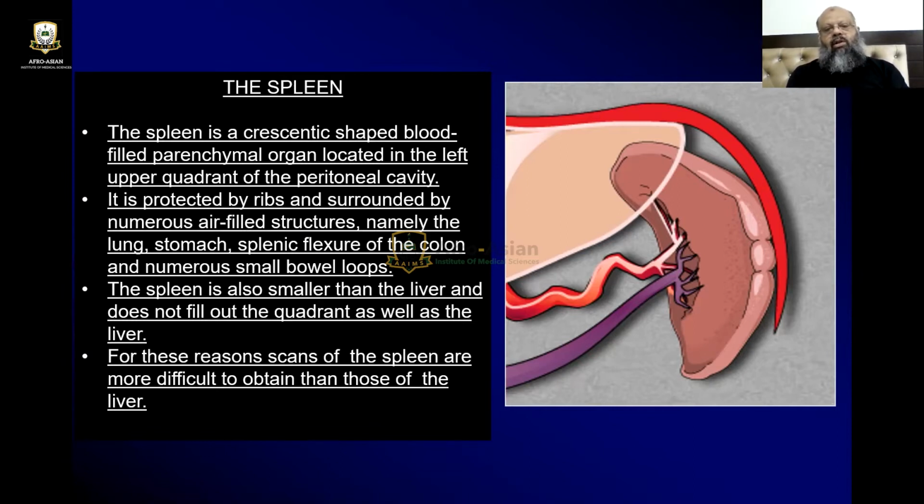Spleen is also smaller than the liver and does not fill out the quadrant as well as the liver. For these reasons, scans of the spleen are more difficult to obtain than those of the liver. As the liver fills the whole quadrant, the spleen does not. So comparatively, it's difficult because once it is not filling, the areas will be filled by air-filled areas like the stomach, the splenic flexure of the colon, and small bowel loops, etc.